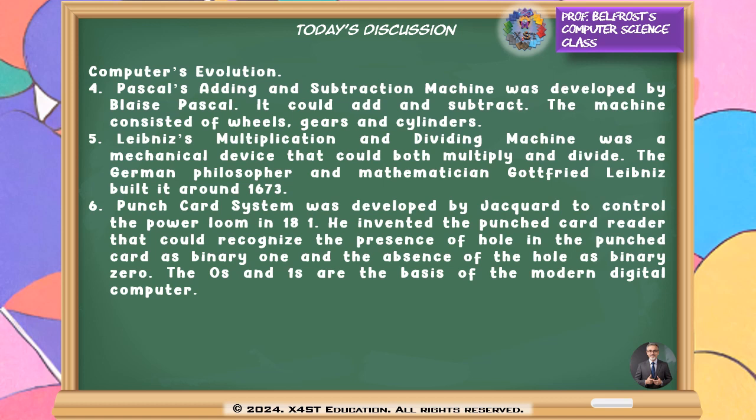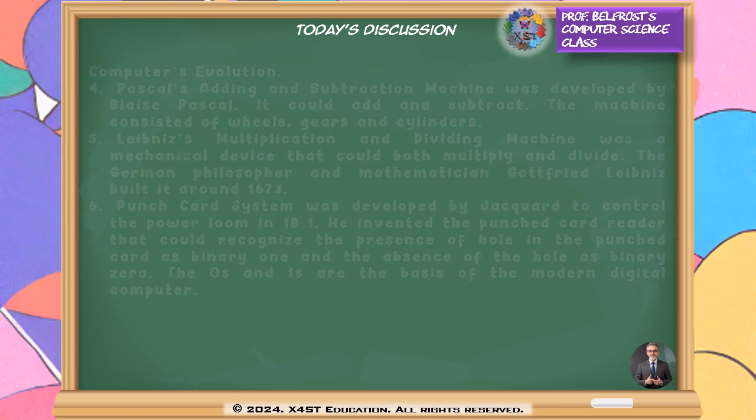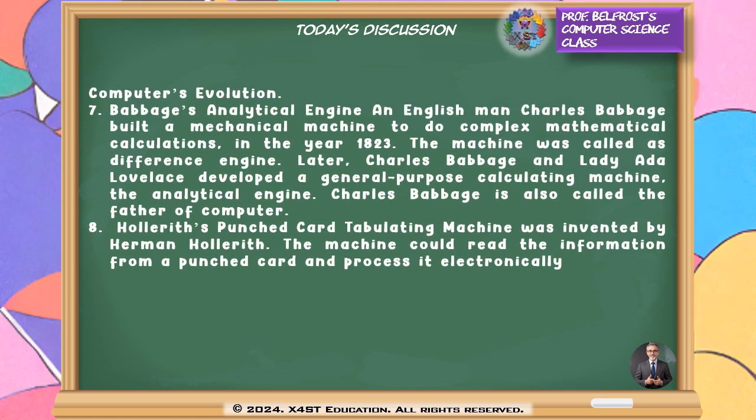Then we have the Pascal machine for addition and subtraction. We also have the Leibniz multiplication and dividing machine. We have the punch card system, developed by Jacquard to control the power loom in 1801. Actually, this punch card is the fundamental of the digital system that we know now because it works using the binary system, 0 and 1.